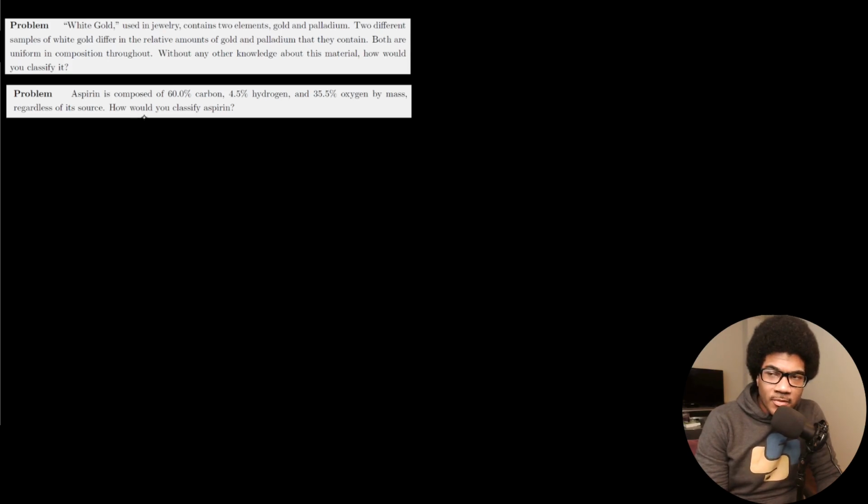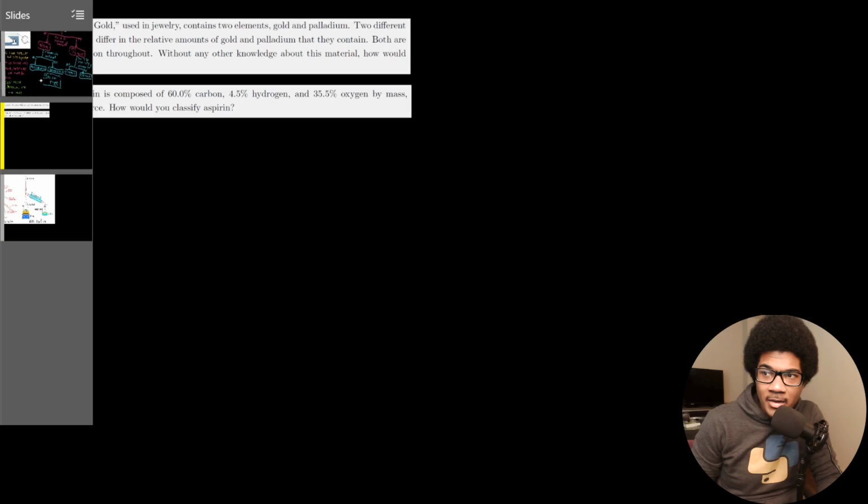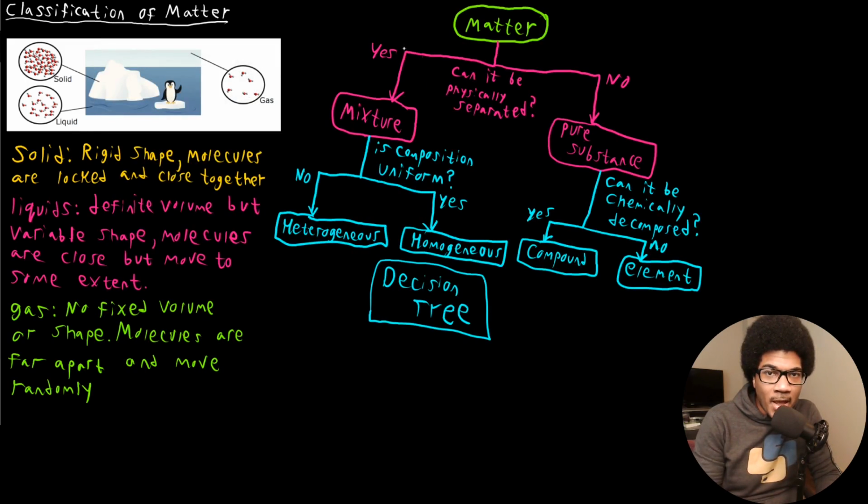So the first problem says white gold used in jewelry contains two elements, gold and palladium. Two different samples of white gold differ in the relative amounts of gold and palladium that they contain. Both are uniform in composition throughout. Without any other knowledge about this material, how would you classify it, right? So the first thing, we want to go back to our decision tree so that we can decide what type of way we'll classify this matter, this white gold. So it's composed of gold and palladium. And if you're familiar with these metals, these can be melted down and physically separated. So we would answer yes to this first question.